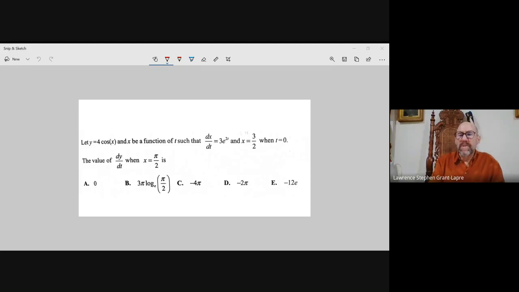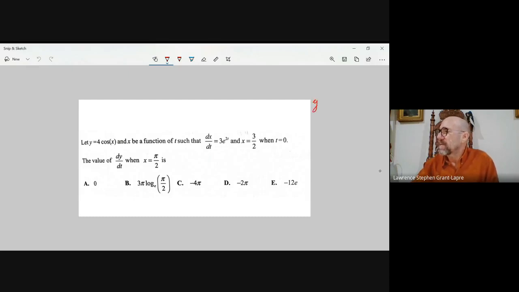Well, we have a question that relates to the derivative of a derivative. So let's have a look at this. Okay. Now it says that let y equals 4 cos x and x is a function of t. So let's write this as we go.